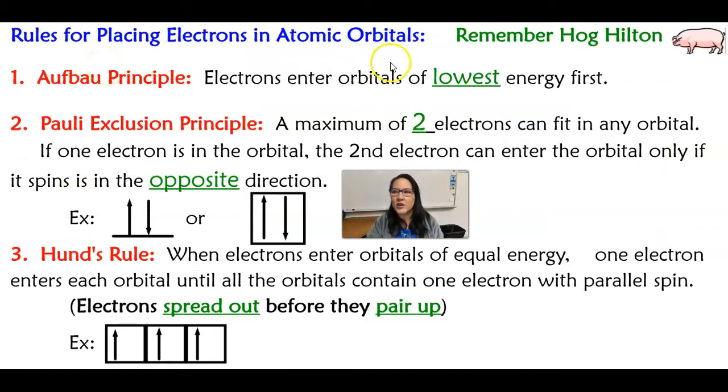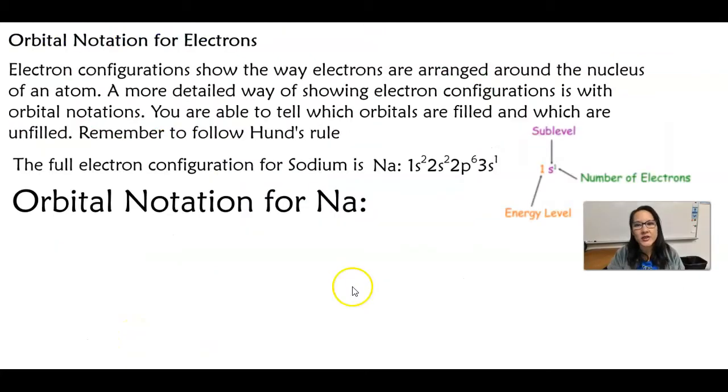Rules for placing electrons in atomic orbitals. Remember the Hog Hilton. Electrons enter orbitals of lowest energy first. They have to have opposite spins when they are in the same orbital. And Hund's rule says if you're going to put electrons in a p or d or an f sublevel, then you're going to have to put them in one at a time, up arrows first, before you start pairing them up, down arrows second. So now let's learn how to write orbital notations for electrons.